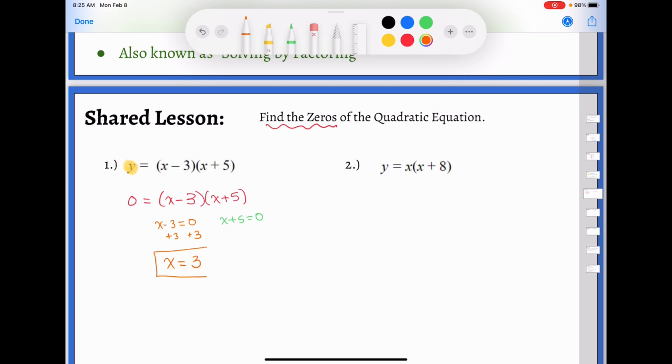That's my first 0. And if you don't write that equation out that says x minus 3 equals 0, it's very easy to say the answer is negative 3 because the factor is x minus 3. So make sure you write those equations so you get your negatives correct, okay?